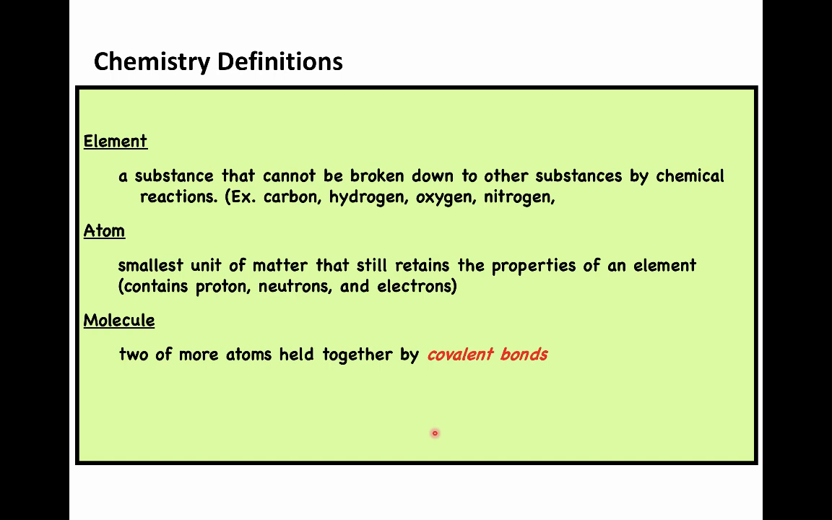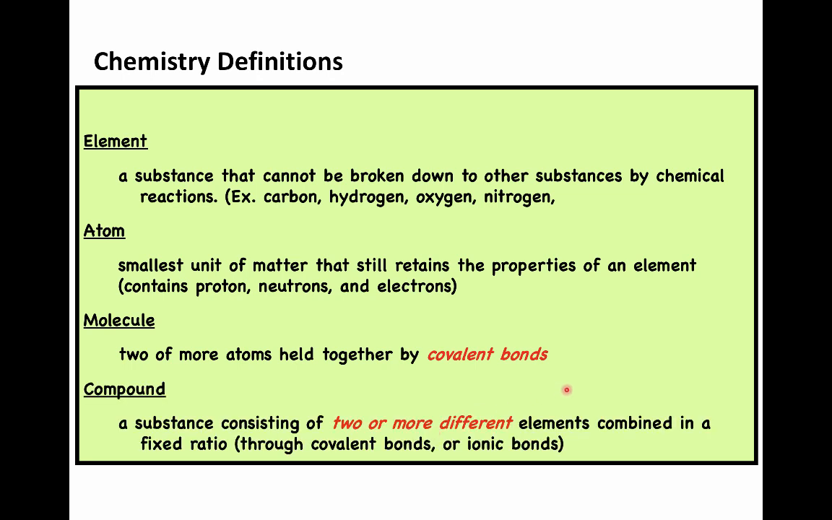Molecules are when you take 2 atoms and you combine them through a covalent bond. So molecules are made up of covalent bonds between more than one atom. And compounds are when you combine 2 or more different elements into a fixed ratio, either by covalent bonds or by ionic bonds.